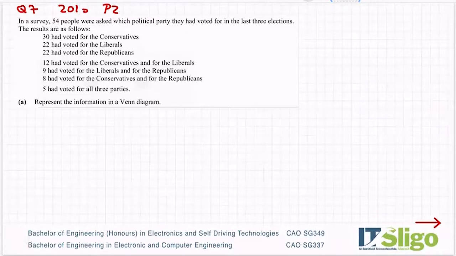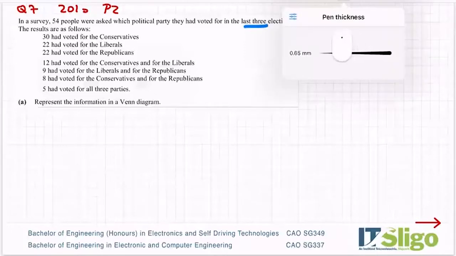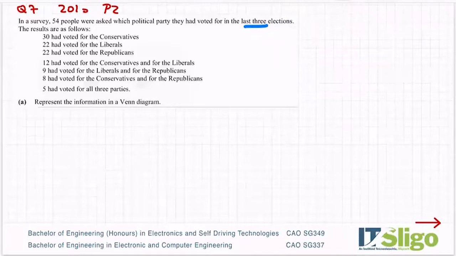So question 7, 2010. In a survey, 54 people were asked which political party they had voted for in the last 3 elections. The results are as follows. 30 had voted for the Conservatives, 22 had voted for the Liberals, 22 had voted for the Republicans. 12 had voted for the Conservatives and the Liberals, 9 had voted for the Liberals and the Republicans, 8 had voted for the Conservatives and the Republicans. 5 had voted for all 3 parties.